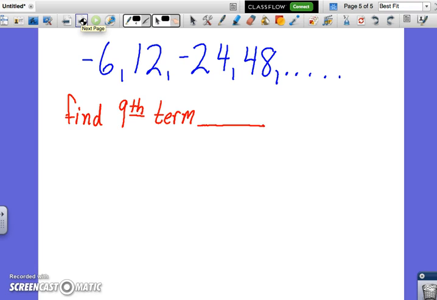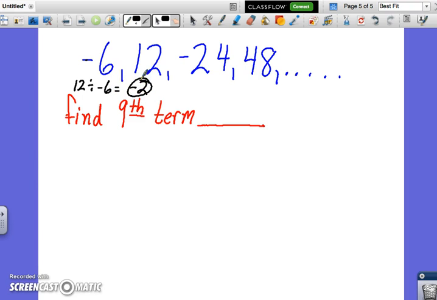Ooh, negative 6, 12, negative 24, 48. Well, obviously it's not arithmetic because these signs are changing from negative to positive, negative to positive. That's no way. So it's got to be geometric. So let's check. Let's take the second term, 12, divide by the first term, negative 6. See what we get. Hey, I got a negative 2.